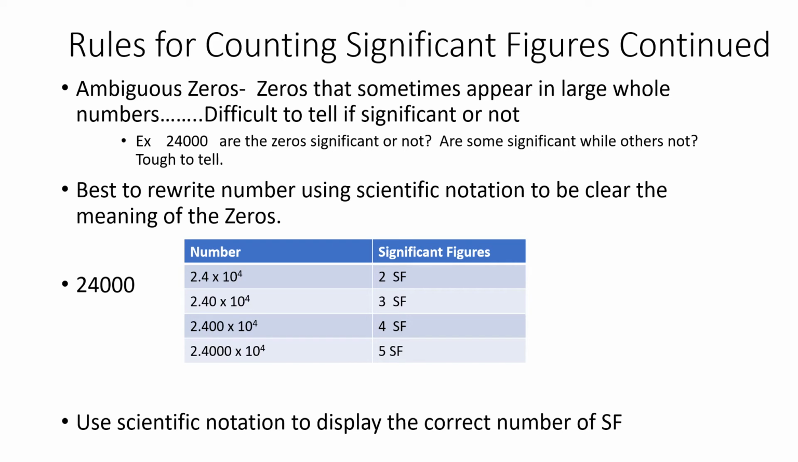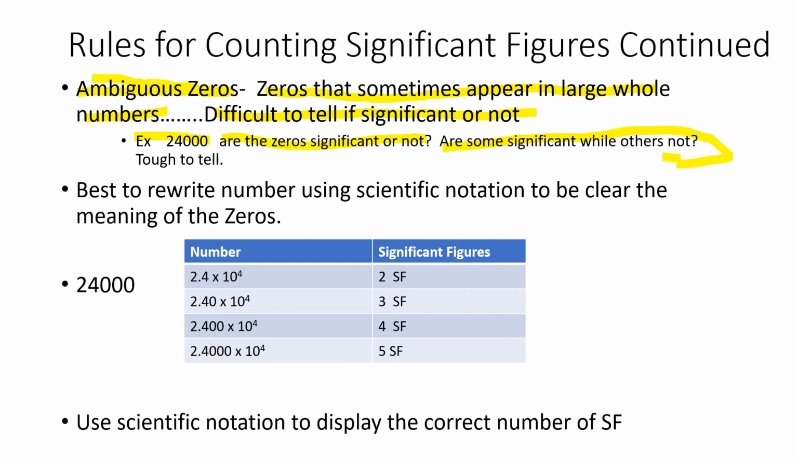There's another type of zero, and this is a zero we really want to avoid because it can be very confusing how to deal with it, and these are ambiguous zeros. And just like the name implies, they're very ambiguous. It's tough to tell what is meant by that zero. These are zeros that sometimes appear in a large whole number. It's difficult to tell if these are going to be significant or not. An example is 2400. Are these zeros significant or not? Or maybe some of these are significant while the other ones are not? It's very, very tough to tell.